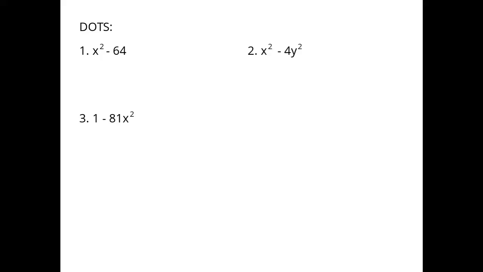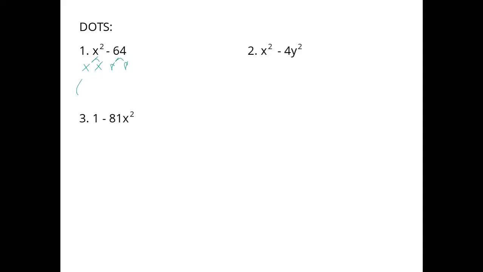When I'm doing DOTS, what I typically do is check first, make sure it is truly a difference of 2 squares. And then for squares, I'll make little factor trees and say what times itself gives me x squared. Well, x times x. And what times itself will give me 64? Well, 8 times 8. Important that for both of those, the numbers or variables you're finding are identical. Otherwise, this method does not work.